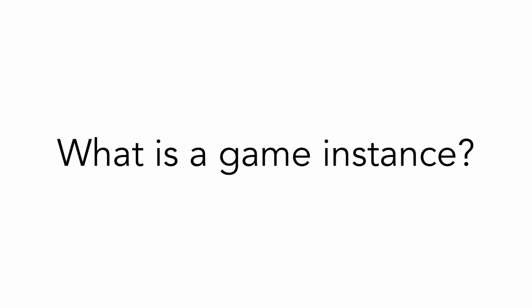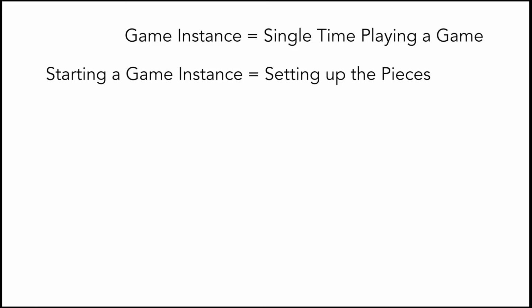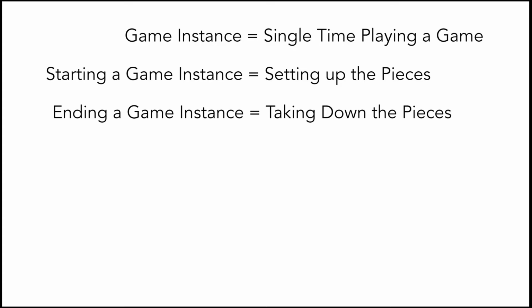So what is a game instance? Simply put, a game instance is a single occurrence of playing a game. Let's use the metaphor of a board game, say Candyland. Each time you set up the pieces to play Candyland, you are starting a new game instance. Then, you play the game for a while, and when you are done, you take down the pieces, putting them away. That ends the game instance of Candyland.